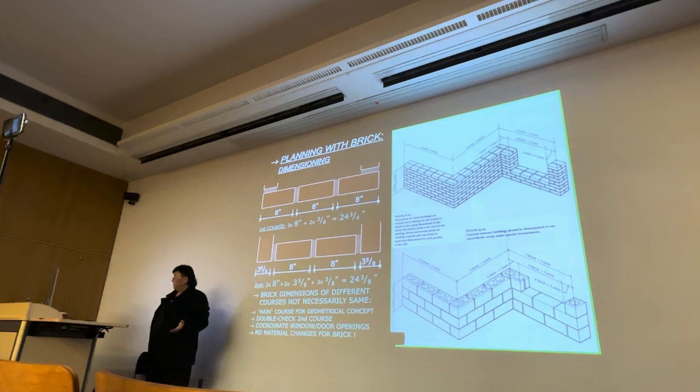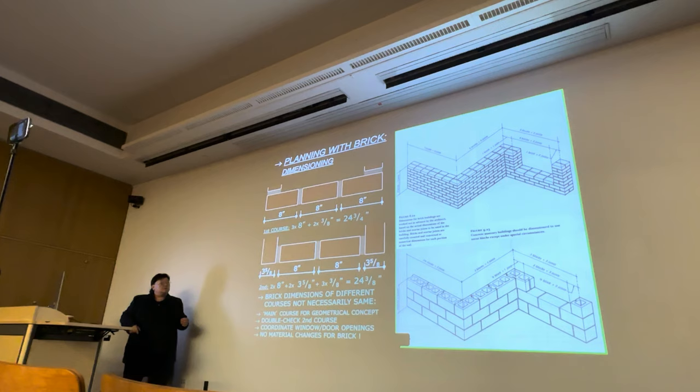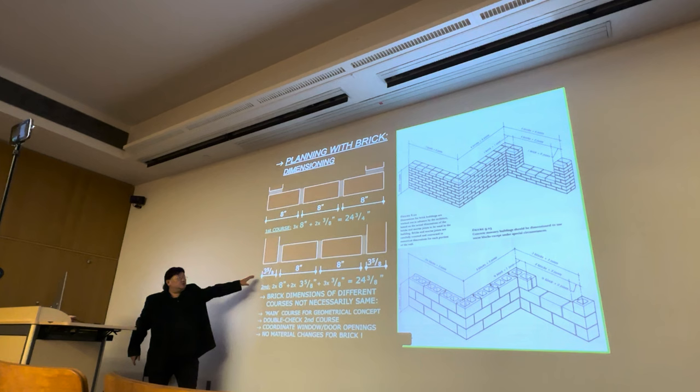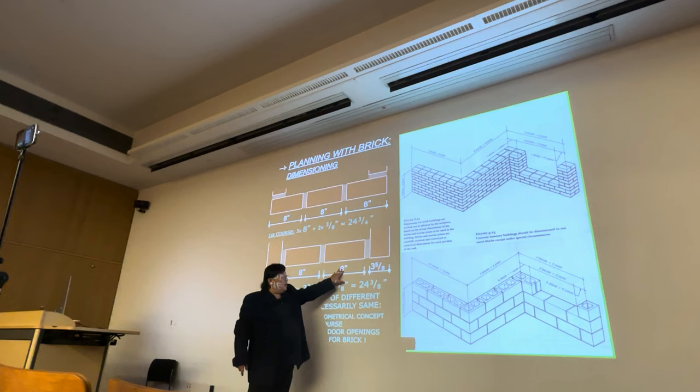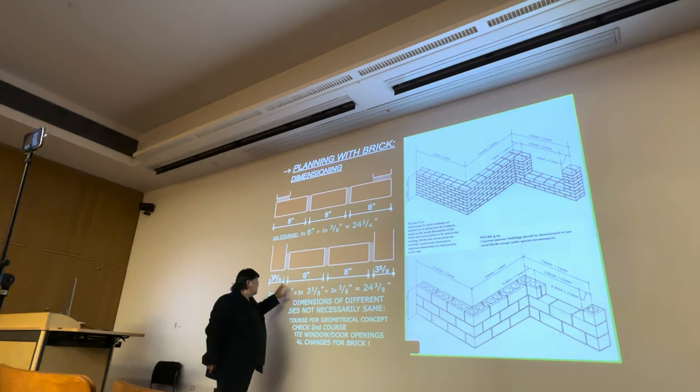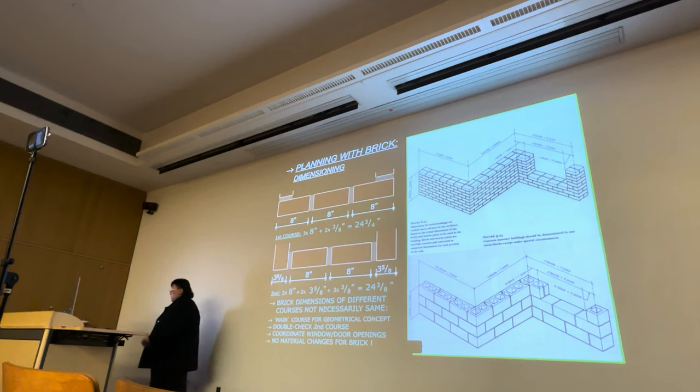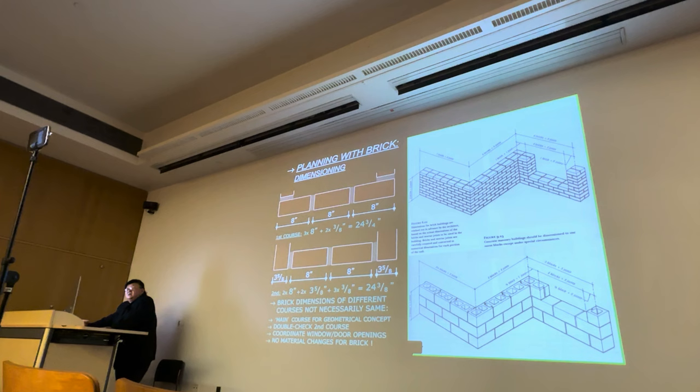Now, if we put them in a different position, like the header, we have 3 5/8 inches plus 2 8 inches, and then 3 5/8 inches of the header bonds. That will give you a totally different dimension. So brick dimensions of different courses are not necessarily the same.